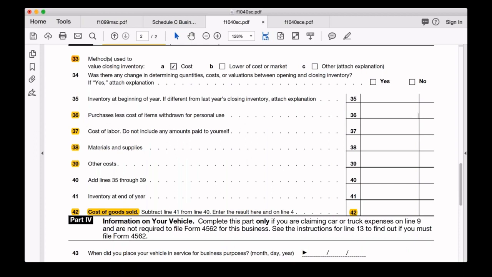Okay, and I'm going to quickly come into my line 36, and it's asking me for purchases minus cost of items for personal use. So for instance, if I went to Sam's Club and bought a bunch of food, about $500 worth, but out of those $500 I took 50 or 100 for my house, then I have to make sure that I have those records to deduct. But I'm going to just give you a straight line example here, and say that my cost for food was $3,000.